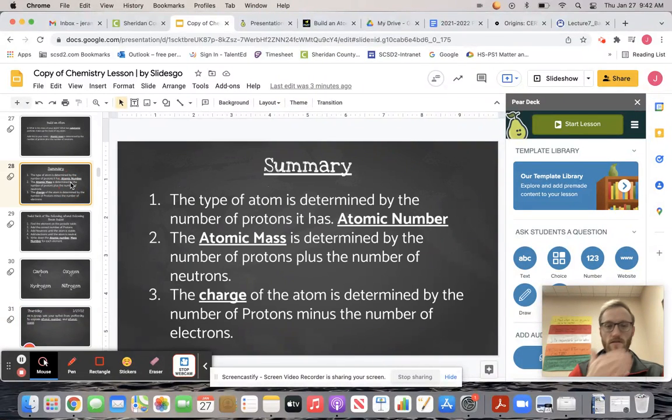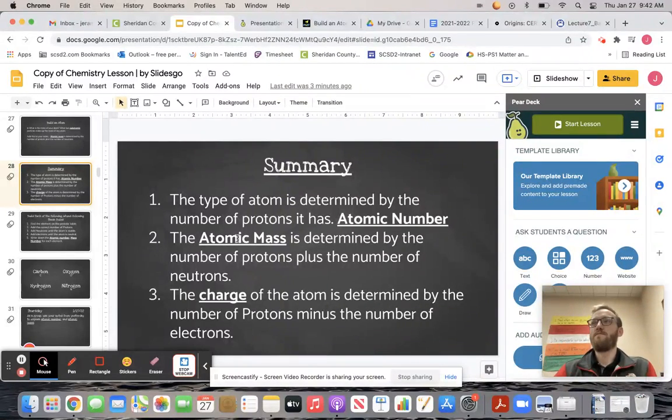So, just a quick review. What we learned yesterday was the type of atom is determined by the number of protons. We identify that with the atomic number, and that's always the smaller number on our periodic table. You should only see about two numbers on most charts. Some of them have way too much information, but the smaller number of the two is going to be your atomic number, and that tells us how many protons we have. Then the atomic mass.